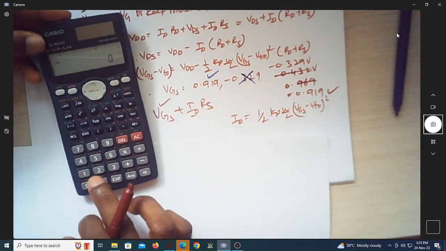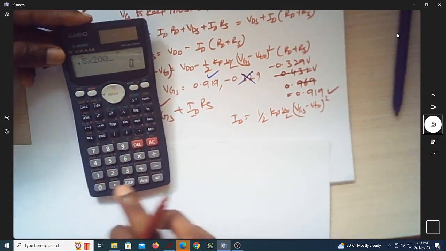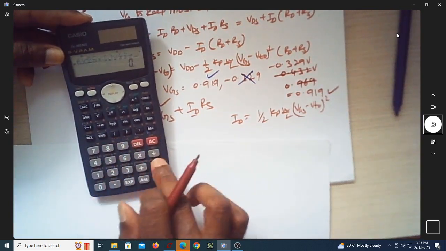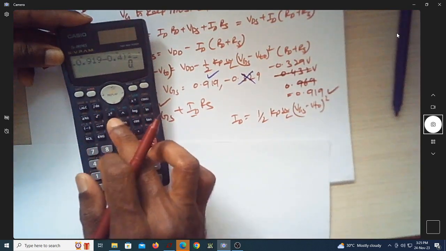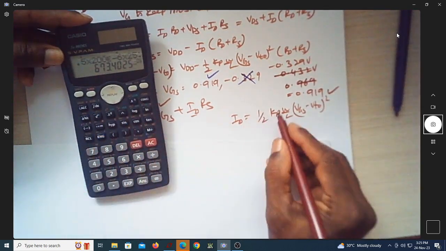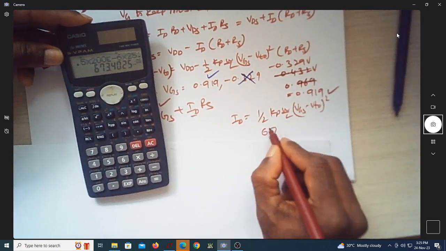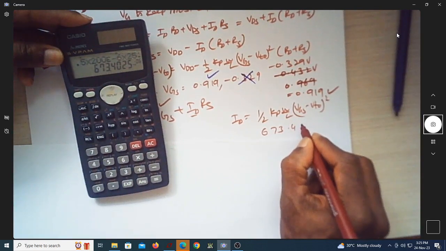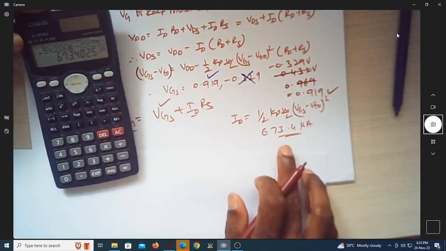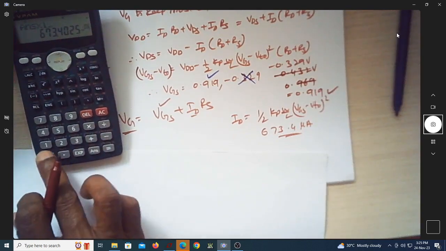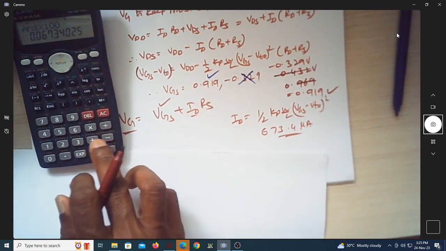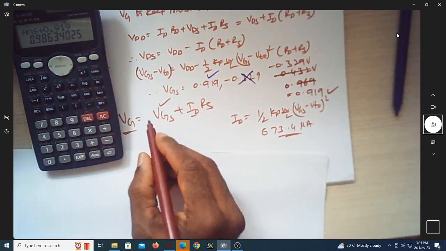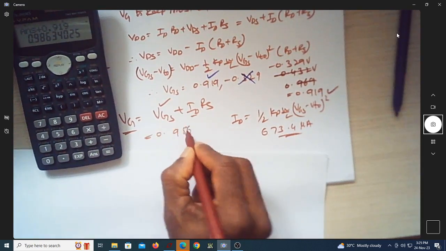So it is now 0.5 into 200 exponential minus 6 into 25 into (0.919 minus 0.4) whole square, which equals 673.4 microampere. This is the current that, multiplied by 100, is ID into RS, plus 0.919 which is VGS. So this happens to be 0.986 volt.